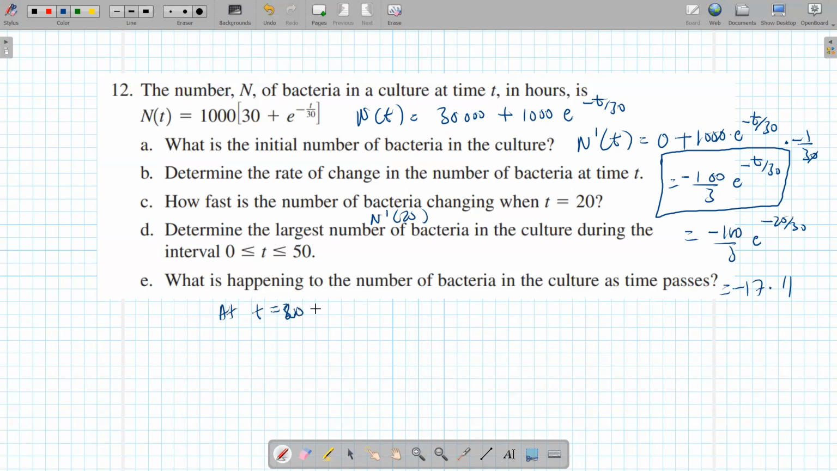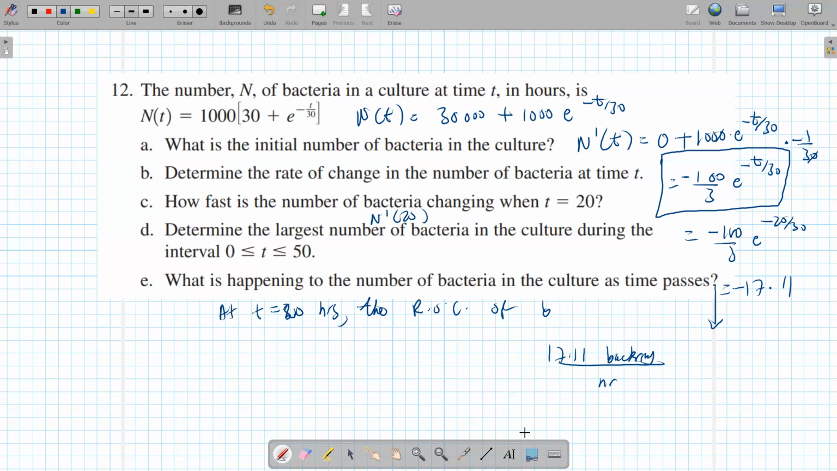At t equals 20 hours, the rate of change of bacteria in this culture is going down by 17.11 bacterias per hour. Okay, that's what it means. So every hour, about 17 of them are dying.